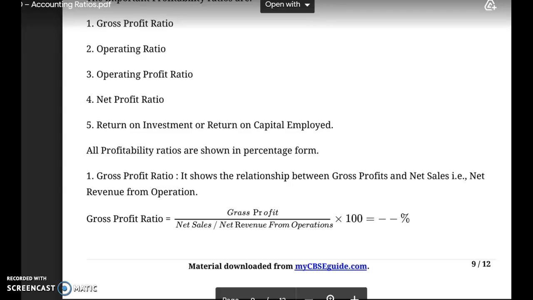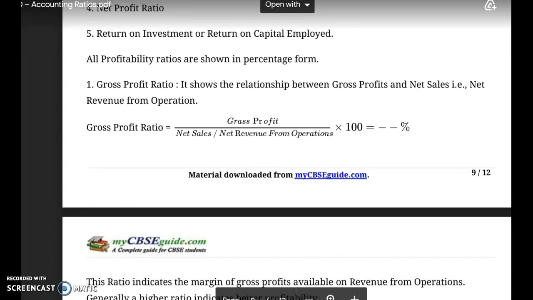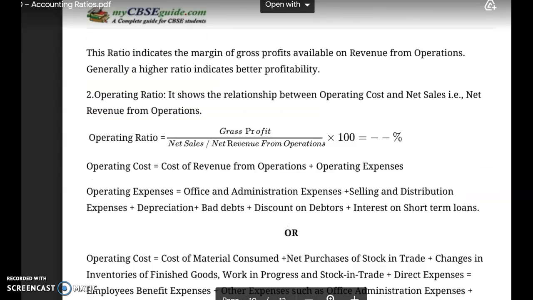Please understand, operating ratio is an expense ratio. I repeat, operating ratio is an expense ratio which establishes the relationship between the operating expenses and the revenue from operations or the net sales, while the operating profit ratio is a profitability ratio which shows the relationship between the operating profit and the net sales. So let's start understanding how these ratios are calculated. First we will calculate the operating ratio.